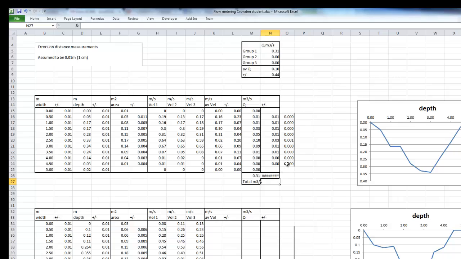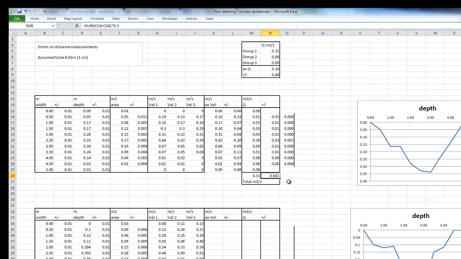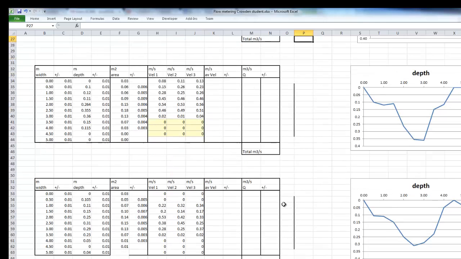Make sure we're working to 3 decimal places, so I've formatted that to 3 decimal places as well. So we've got a discharge of 0.31 cubic meters a second, plus or minus 0.04 cubic meters a second. In litres, that's 310 litres a second, plus or minus 40 or 41. Okay, so you need to do the same thing with the other 2 sets of data.